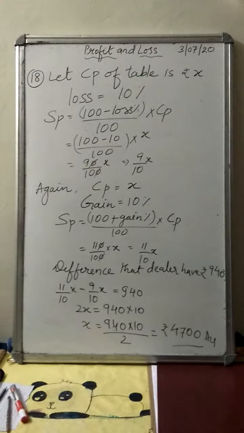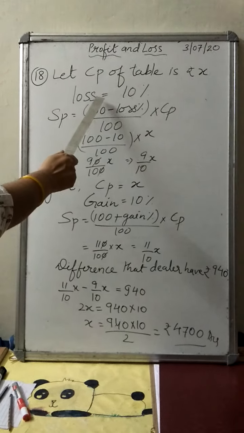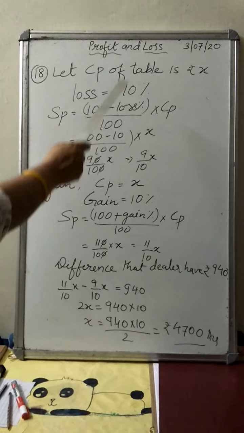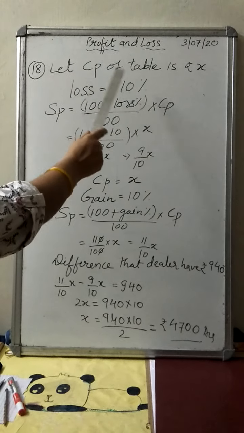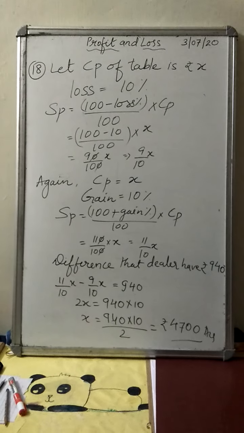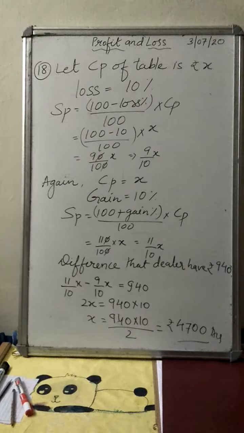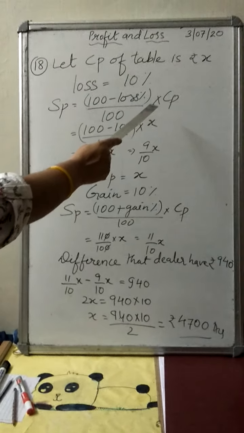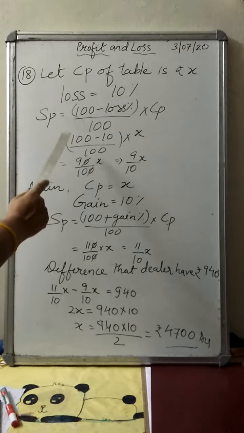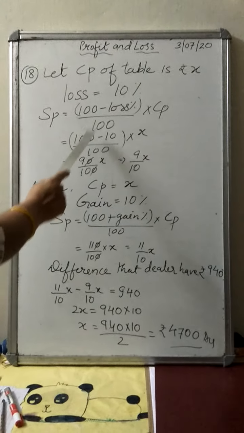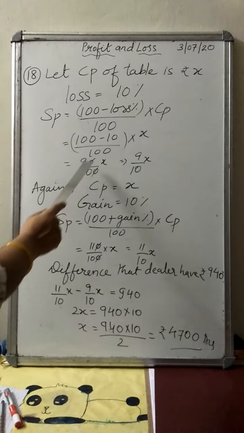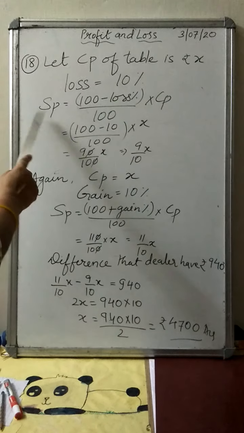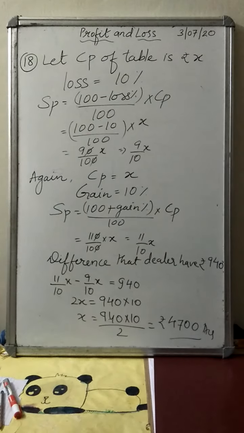Now loss is given, so that means loss is 10%. If CP is x and loss is 10%, how do we calculate SP? There is a formula: 100 minus loss percent by 100 into CP. Using that, we first calculate the selling price. So 100 minus 10 by 100 into x, that is 9 by 10 x. So this is the selling price when the cost price is x.